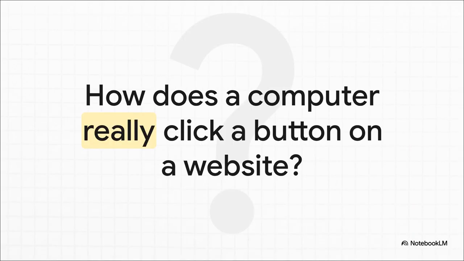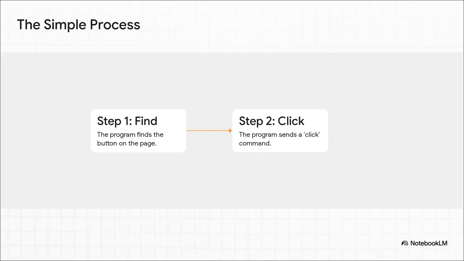So let's start with what seems like a simple question. How does a computer actually click a button on a web page? I mean, it doesn't have a little robot arm with a mouse, right? So what's actually happening? What's the command? On the surface, you'd think it's a pretty straightforward two-step deal. First, the program has to find the exact button on the page. Then, it just sends a simple click command. Find it, click it. Seems easy enough, right?